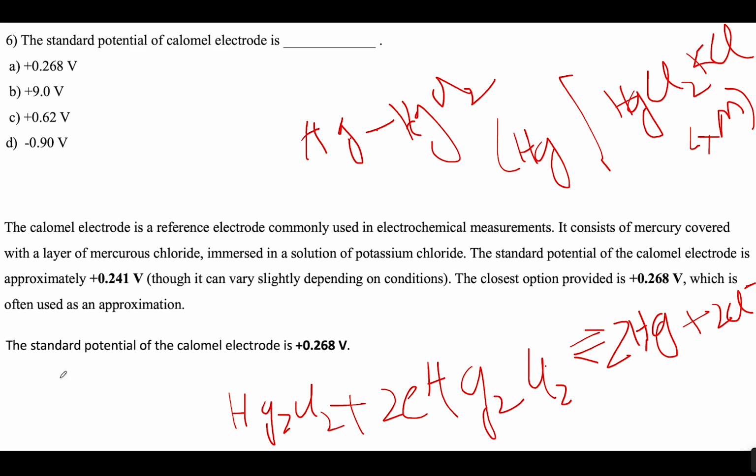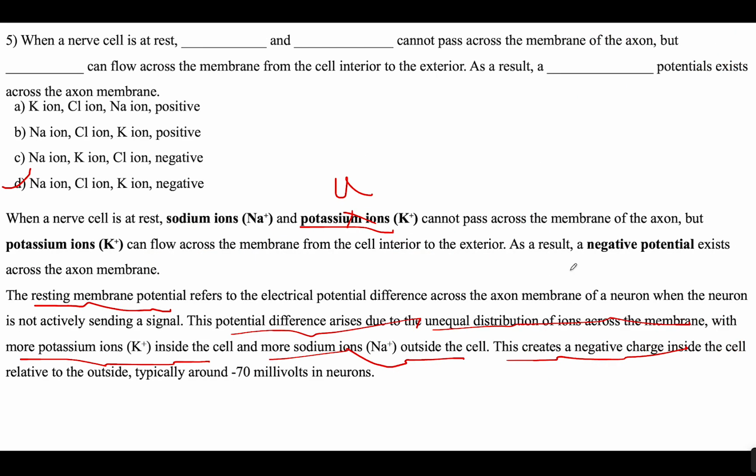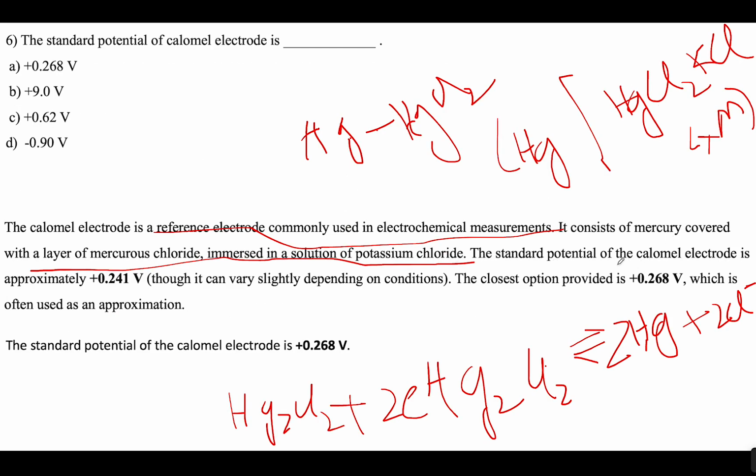So, as I said, the calomel electrode is basically the reference electrode commonly used for electrochemical measurement. It consists of mercury with a layer of mercurous chloride immersed in a solution of potassium chloride. The standard potential of the calomel electrode is approximately plus 0.241 volt, though it can be very slightly dependent on the conditions. The closest option here is 0.268 volt. So the correct option is plus 0.268 volt.